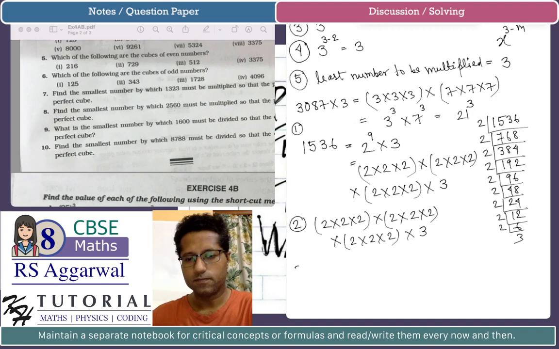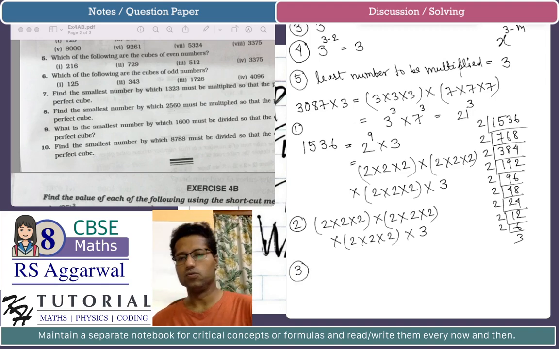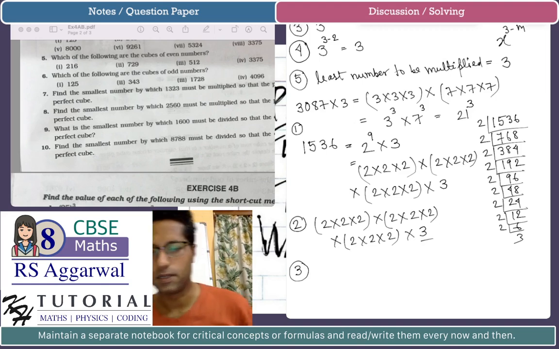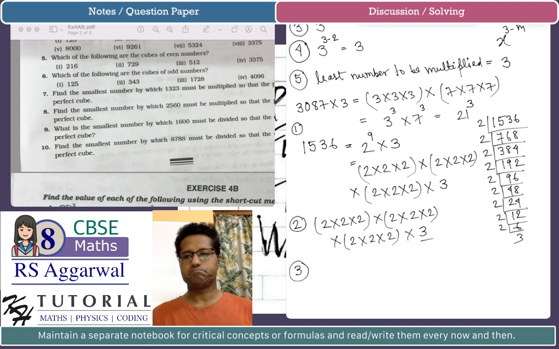Now in step 3 we have to identify, from step 2, which are the factors not part of any triplet. This is the only factor which is not part of any triplet, and so this is 3, this 3 means 3 to the power 1.